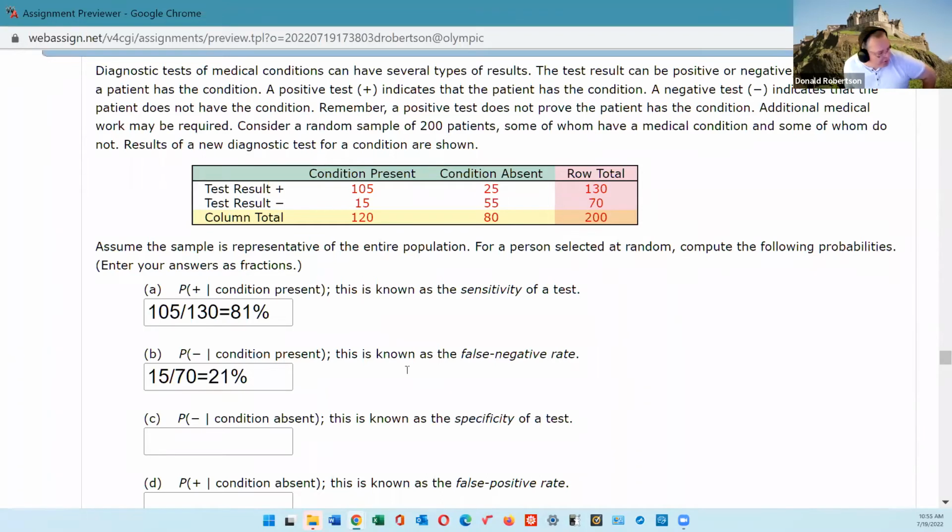Now, for some tests, you might let something slide. It's better than having no test at all, right? But if it's something really important, I would want that number to be less than 1%, in my opinion. And the smaller, the better.